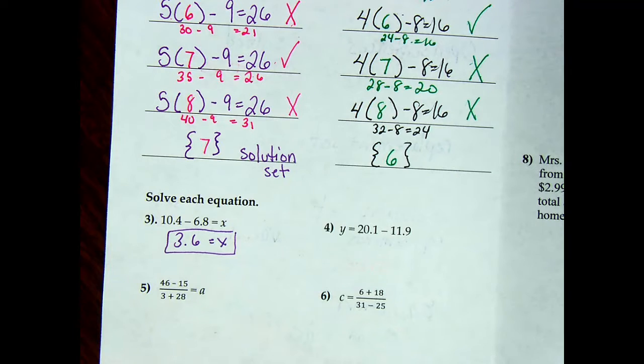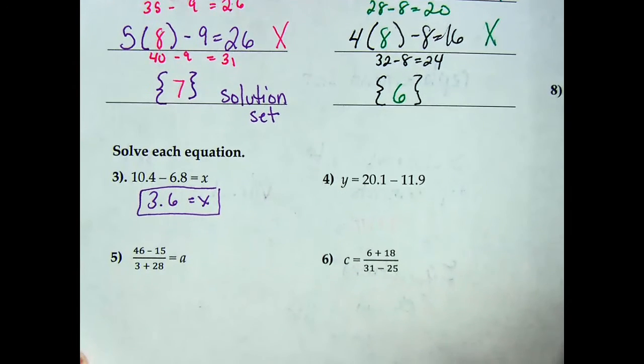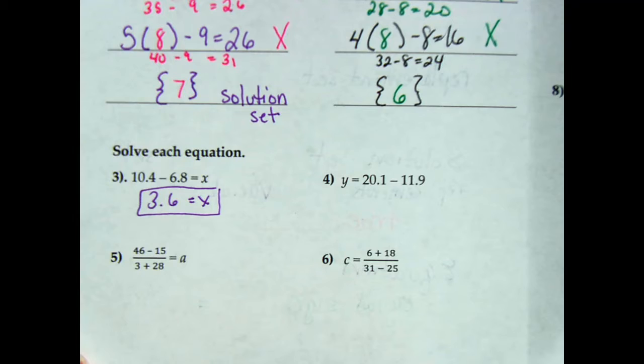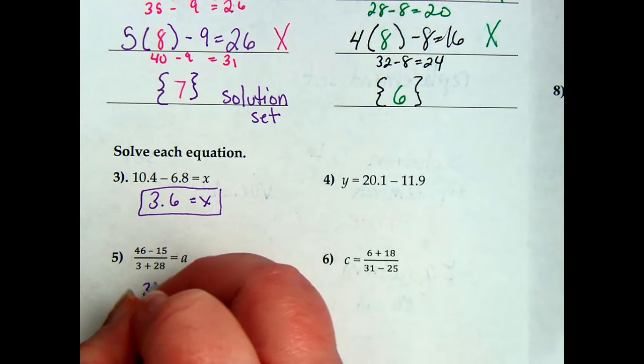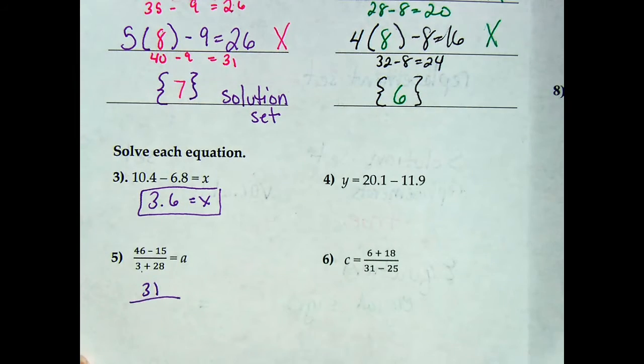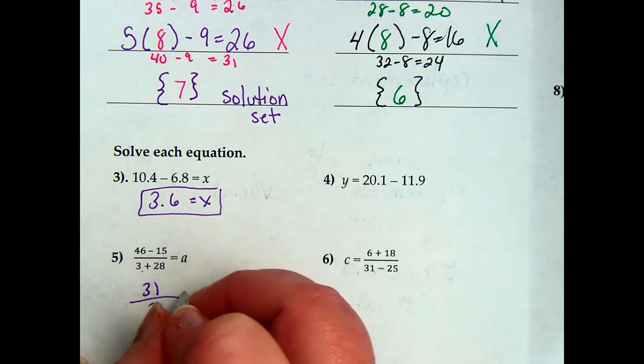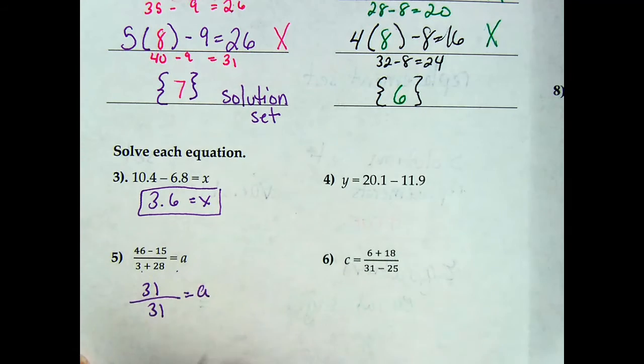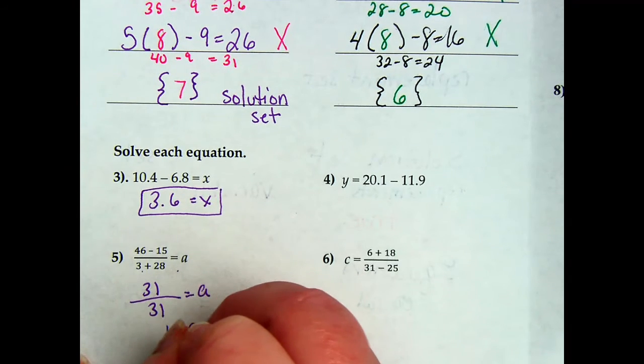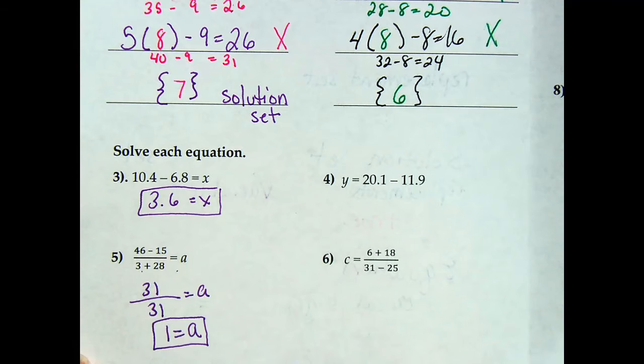Here it's going to ask me what a is. I simply solve the numerator and then the denominator. 46 minus 15 is 31. 3 plus 28 is 31. 31 over 31 lets me know that 1 is equal to a.